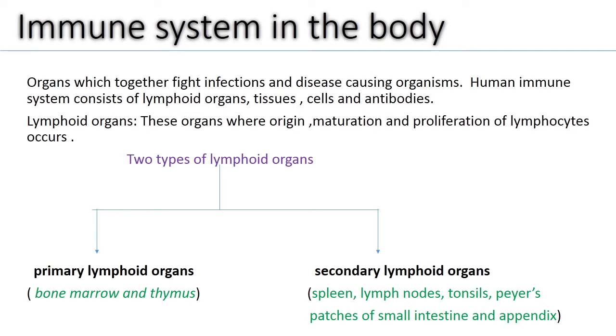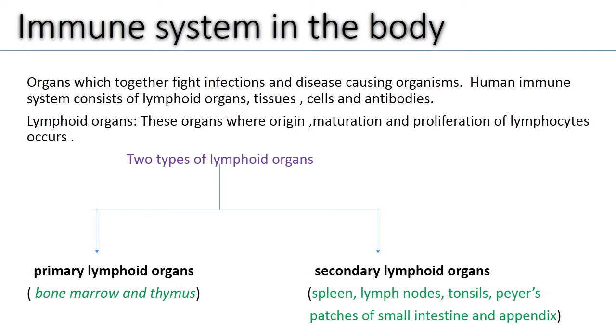So lymphoid organs are considered a very essential part of the immune system. Based on the function of lymphoid organs, they are divided into two types. As I told, many organs come under the lymphoid organs, and each organ performs its unique function. So they are divided into two basic types: one is primary lymphoid organs and another is secondary lymphoid organs.